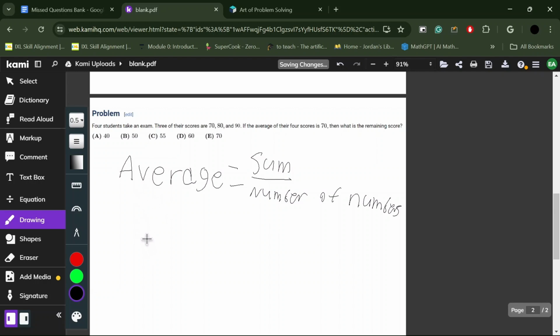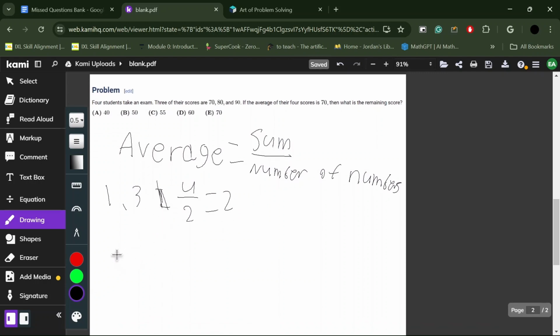That means that the average is equal to the sum of all of the numbers divided by the amount of numbers. For example, if we have 1 and 3, the sum of them is 4, and the number of numbers is 2. So 4 over 2 is equal to 2. That's the average. Okay? So we can actually plug that in here. If we know that the average is 70, we can set up an equation like this.